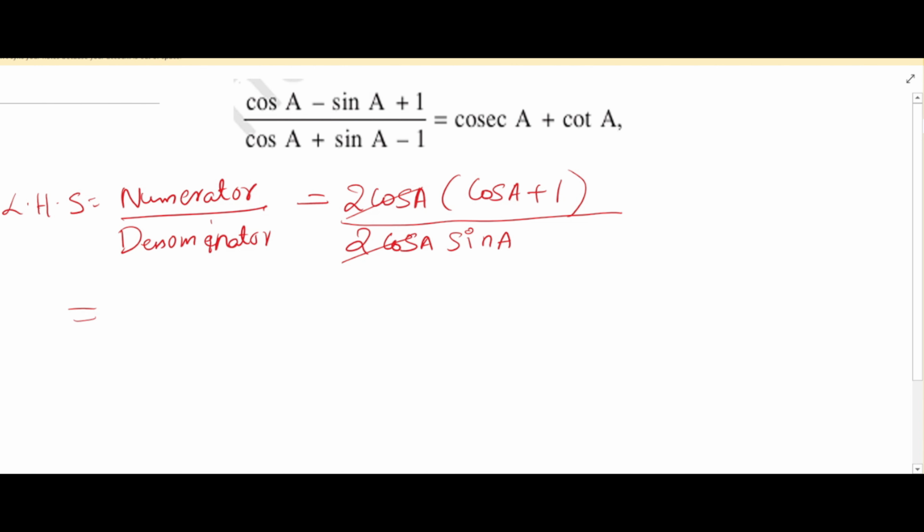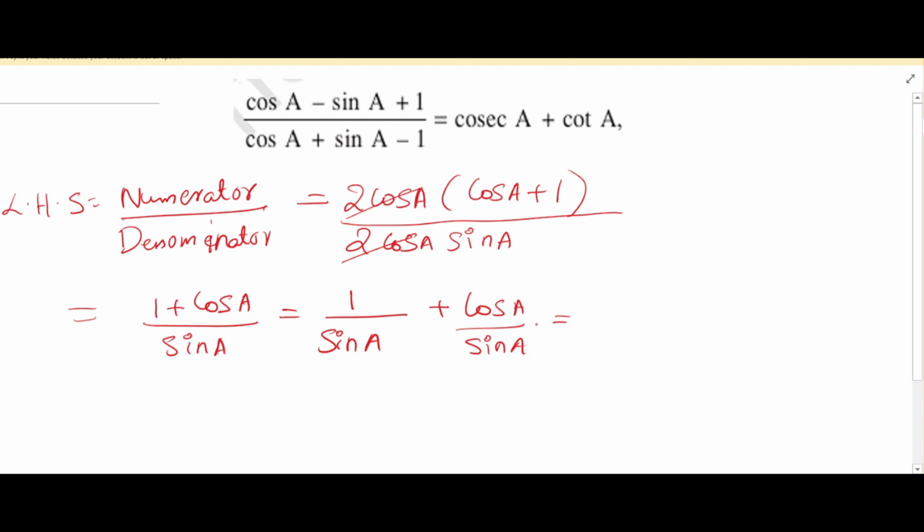In the next step it becomes (1 plus cos A) by sin A. I am going to distribute the denominator, so it becomes 1 by sin A plus cos A by sin A. 1 by sin A is cosec A, and cos A by sin A is cot A, which is the RHS. Thank you.